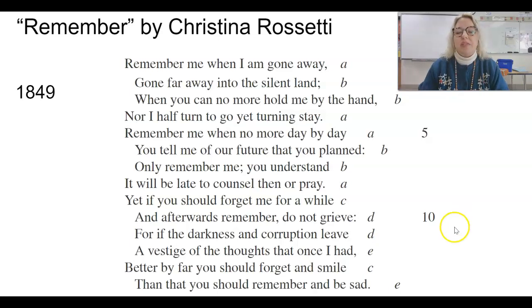So you can see the rhyme scheme when you take a moment to figure it out. It looks like this. We don't have a couplet at the end, so that's your signal that it is a Petrarchan or Italian sonnet.